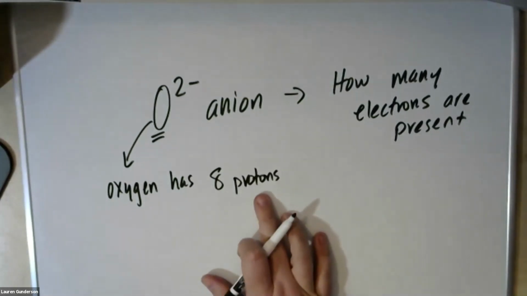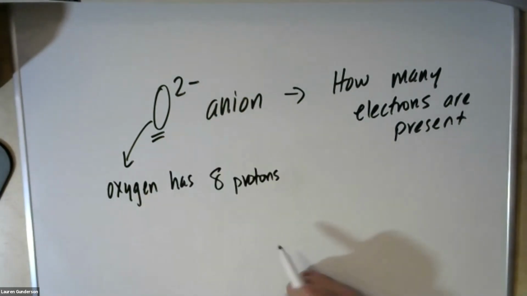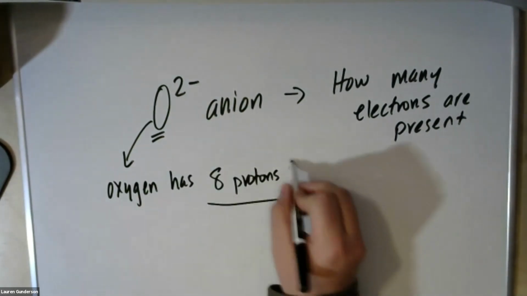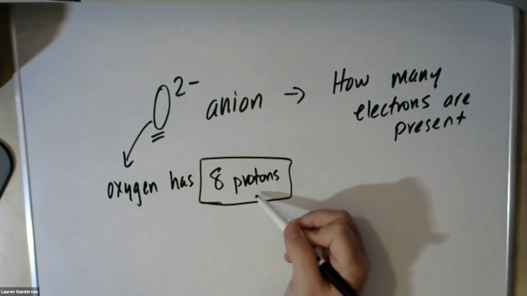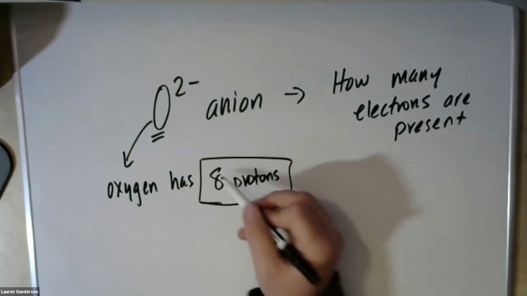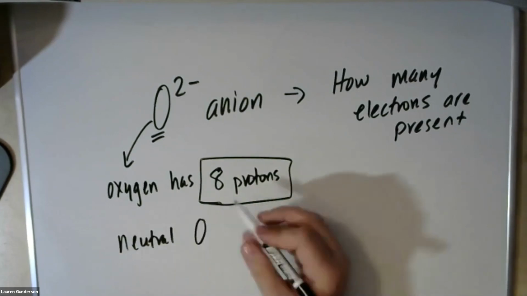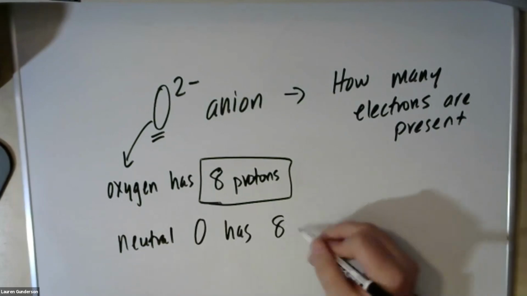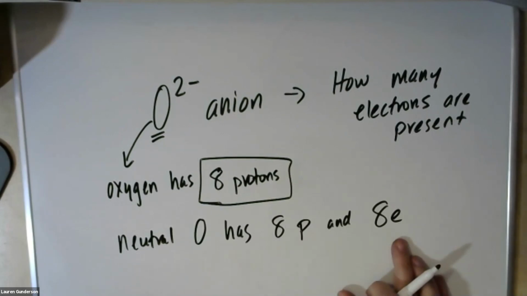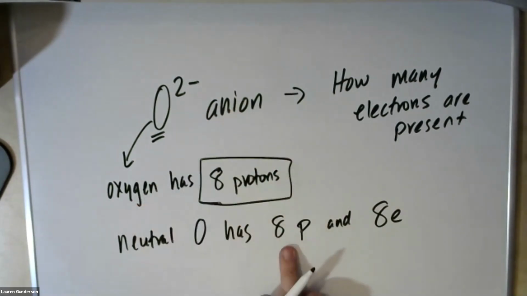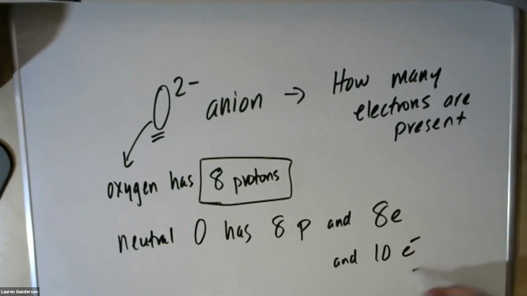Okay, every proton has a positive charge. So if my oxygen ion has a -2 charge and it must have 8 protons, that means it has to have 2 electrons more than the protons it has. So if a neutral O has 8 protons and 8 electrons, then one with a -2 charge must have 8 protons and 10 electrons.